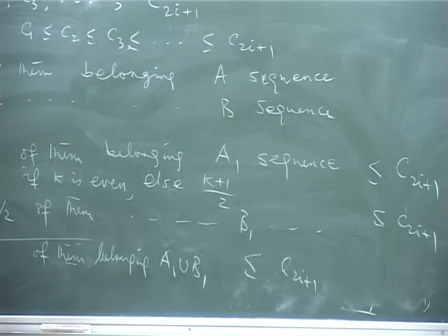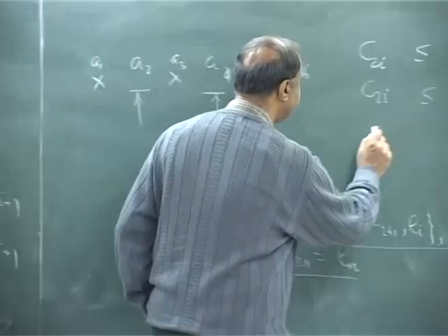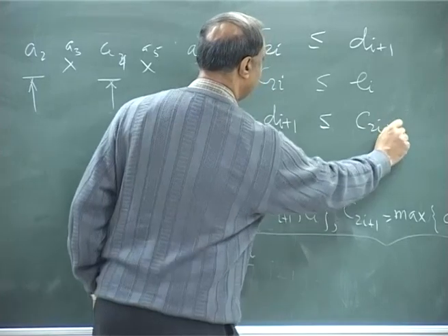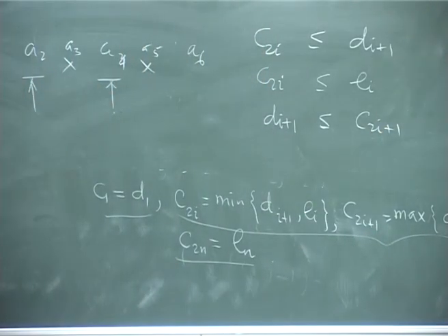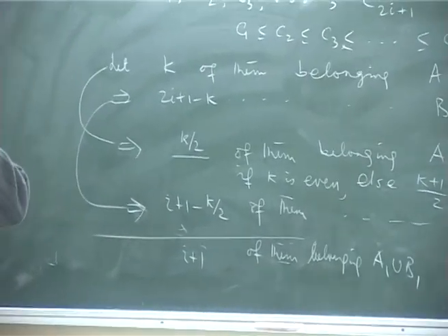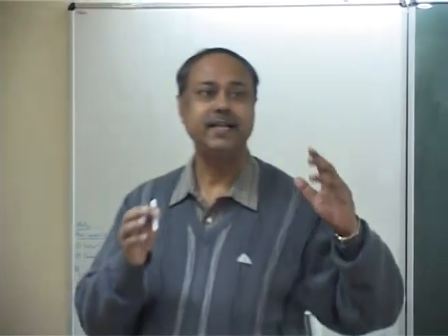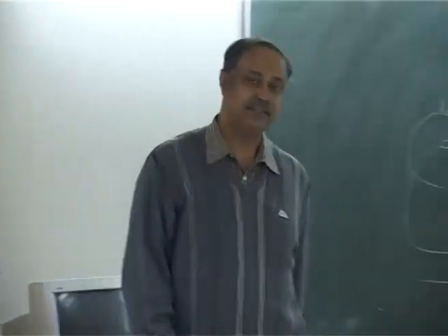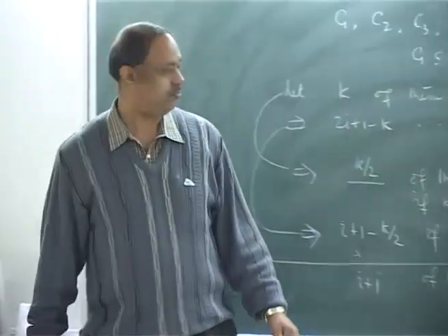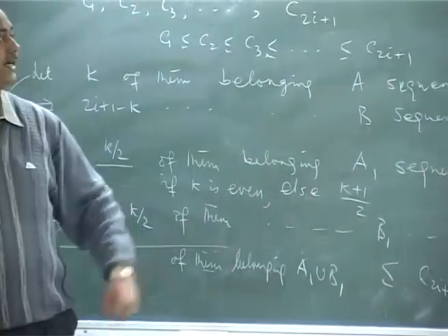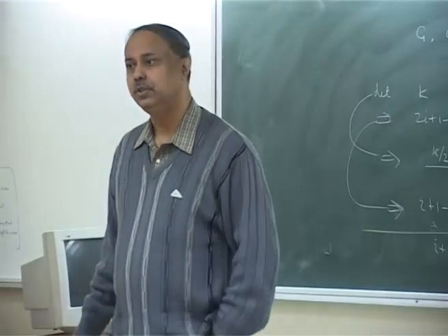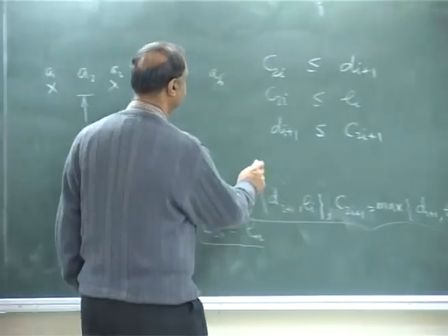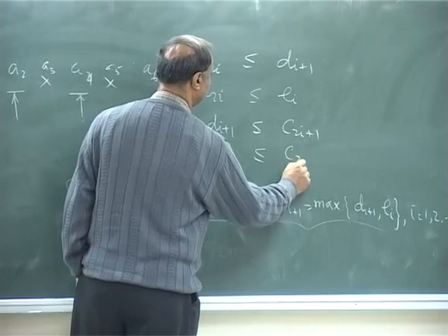Agreed? And this gives you the condition that di plus 1 is less than equals to C2i plus 1. Because i plus 1 of them, di plus 1 is what? D is the sequence of A1 union B1. So di plus 1 is the first i plus 1 elements of this one. So I can write di plus 1 is less than equals to C2i plus 1. Similarly, you can write ei is less than equals to C2i plus 1.